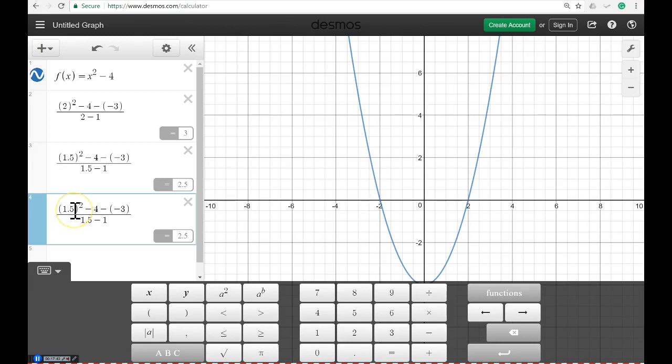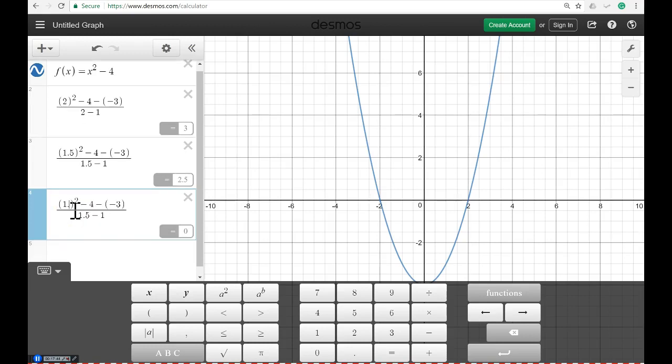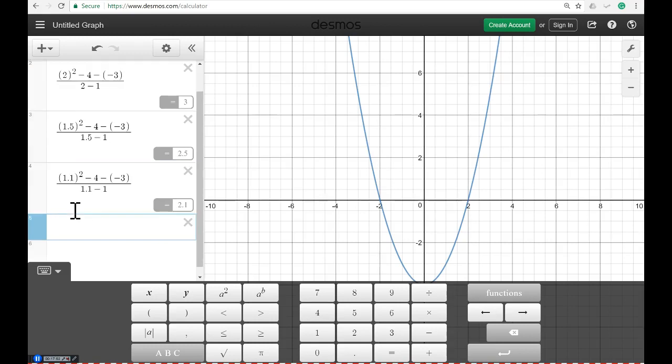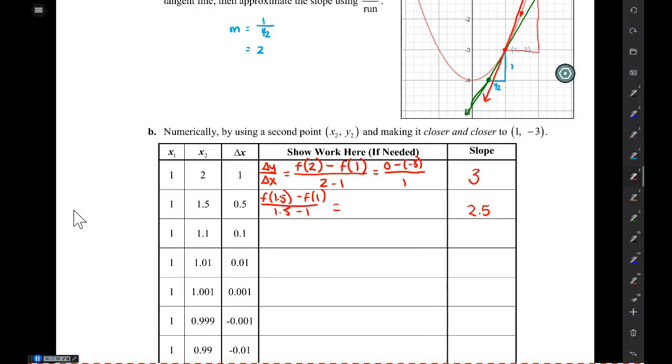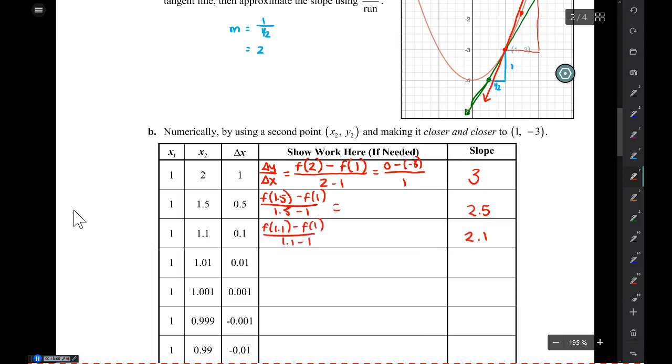Change the 1.5 to a 1.1. Now I need to do that in both the numerator and the denominator, right? There we go. Changed it to 1.1. Okay, I got 2.1 as a result. Hey, now it's closer and closer to the 2 that we were kind of finding when we drew the line. So I get 2.1 now. I'm not even going to really bother with writing it down here. Actually, I think I will just this one time. This was f of 1.1 minus f of 1, over 1.1 minus 1.